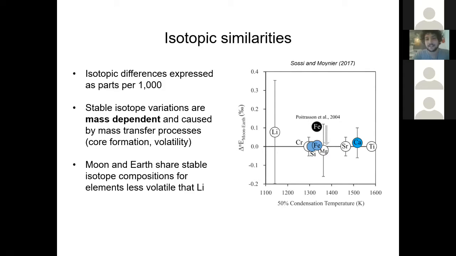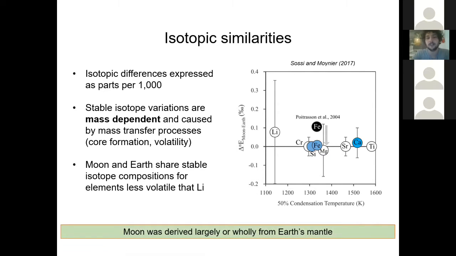If we look at mass-dependent isotopic fractionations, this is isotopic fractionation that is engendered by separation of phases. So for example, during core formation, we have preferential isotopic enrichment in the core relative to the mantle, or during volatility related processes in the gas relative to the liquid. And again, here we see that as a function of the element's volatility, if we're looking at relatively refractory elements, we see that all of these isotopic systems are again identical. So this plots the isotopic difference between the Moon and the Earth, and they all plot essentially at zero, i.e. no isotopic difference. This argues for a derivation of the Moon from the Earth's mantle.